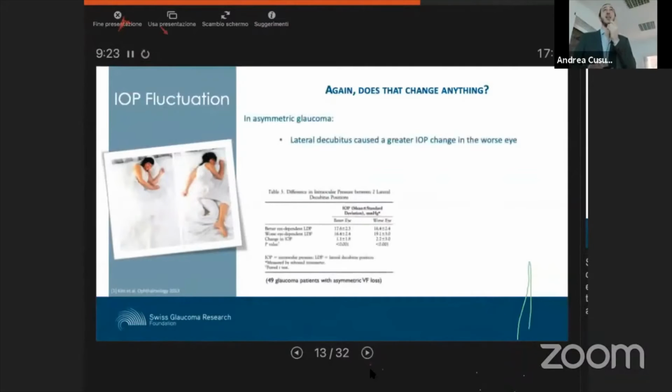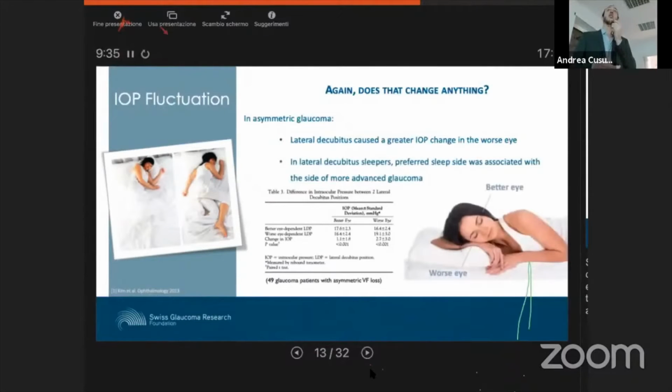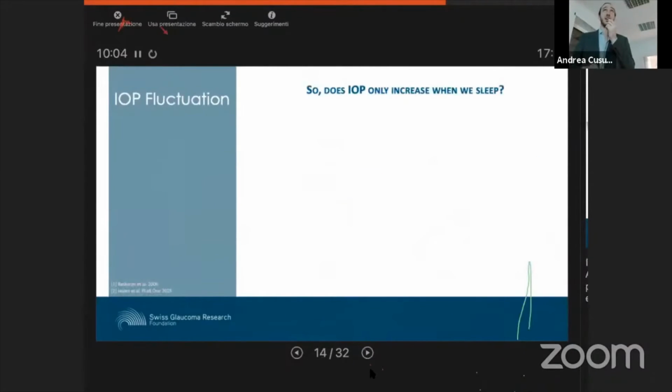Does it really matter? Well, a very interesting study in patients who've got asymmetrical glaucoma, meaning that glaucoma was worse in one eye than in the other, has actually shown that patients tend to prefer sleeping with their worst eye down. So they prefer sleeping on the side where the glaucoma is worse. And what we have found as well is that that side also tends to have higher pressure. So this is really suggesting that the side on which we prefer sleeping actually has an impact and is correlated to the rate of progression of glaucoma and may actually cause glaucoma to get worse more quickly in that eye. That's quite an interesting finding.